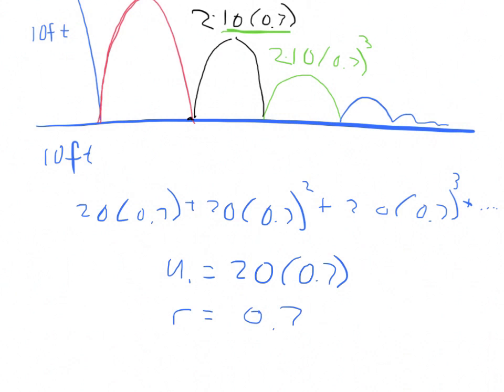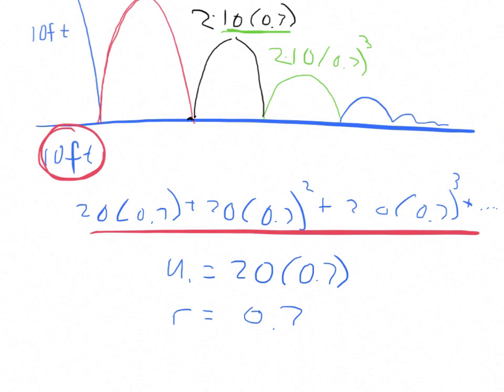By the way, I haven't forgotten about this thing. Notice this is only geometric if I'm only looking at the parts where it's bouncing both up and down, up and down, up and down. In fact, this single fall in the beginning is a little bit of an anomaly. So we're going to add up this infinite part, and at the end we'll just add on the extra 10.